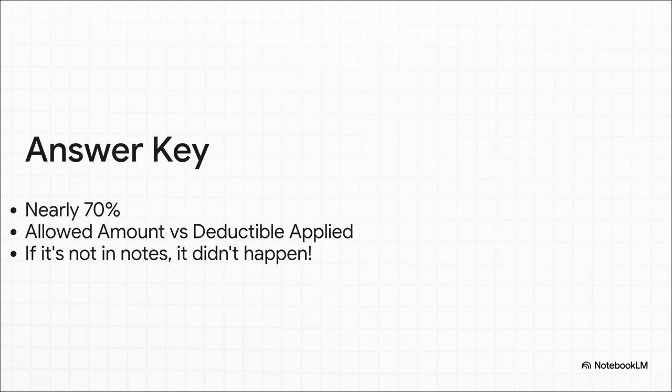So, how'd you do? For question 1, the answer is C, nearly 70%. Remember, stay off the phone if you can. For question 2, the answer is B, you gotta compare the allowed amount to the deductible applied amount first. And for question 3, it's definitely B. If it's not in your notes, it didn't happen. If you got all 3 of those right, you are well on your way to mastering patient responsibility claim resolution.